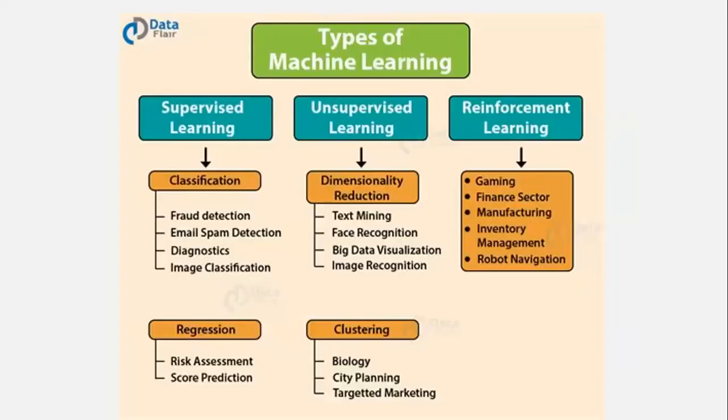Now let's look at the types of machine learning. Machine learning is basically divided into three: supervised, unsupervised, and reinforcement learning. Supervised learning works with categorical data. For example, we have fraud detection, email spam detection, diagnosis, and image classification.